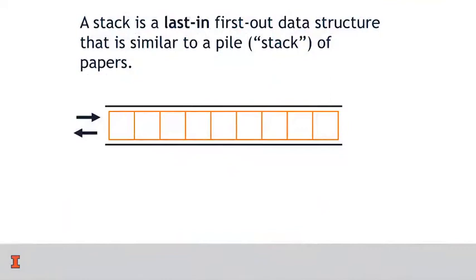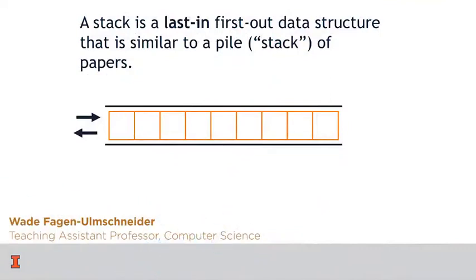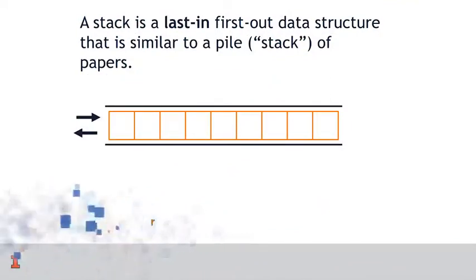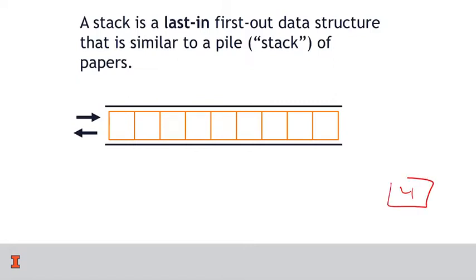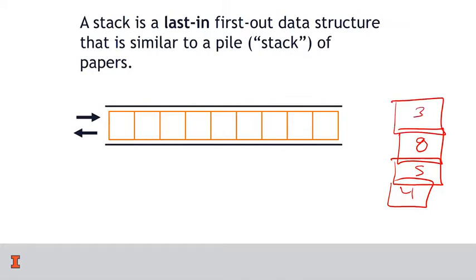A stack is a last in, first out data structure that is similar to a pile of papers or a stack of papers on a desk. So if you imagine a paper that has the number 4 placed on your desk, and then on top of the paper with number 4, you put a paper that has the number 5. And on top of number 5, you put the number 8. And on top of number 8, you put the number 3. As you look at the stack, the paper on top with the number 3 will be the first paper you grab. And in that way, the last paper you put down is the first paper to come out.